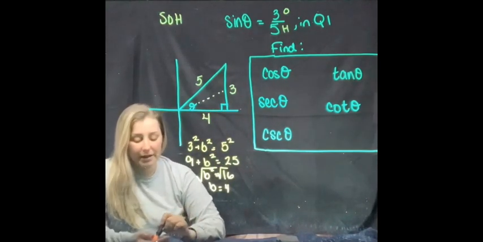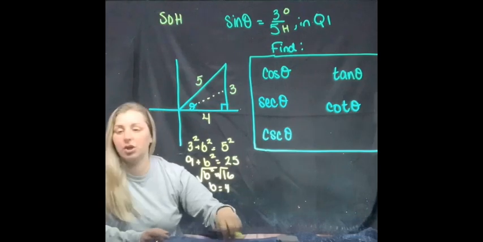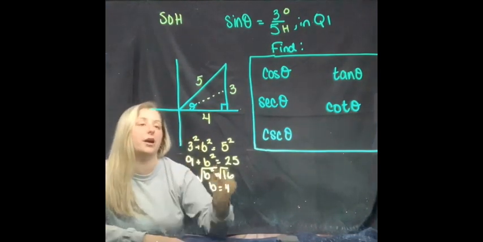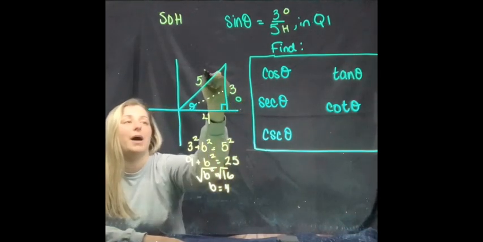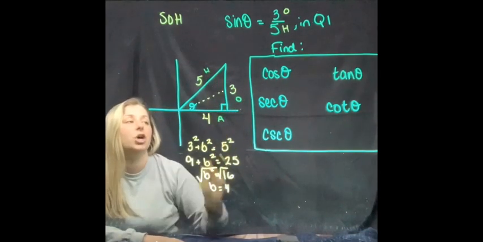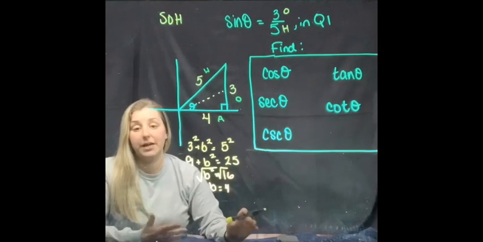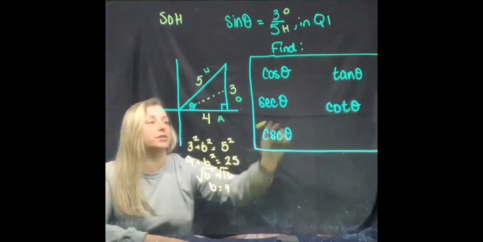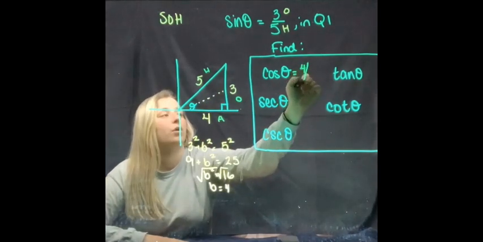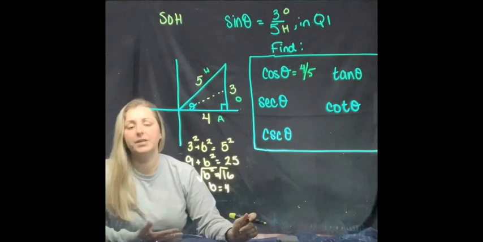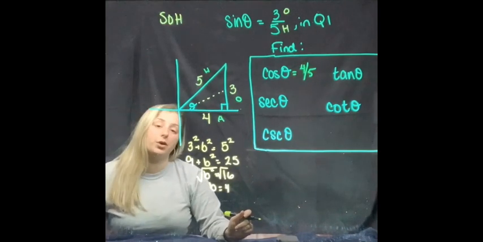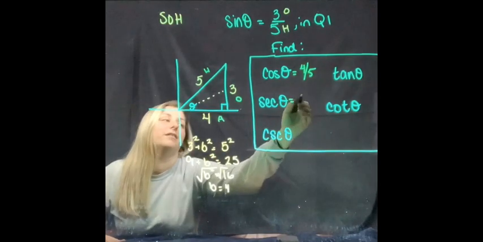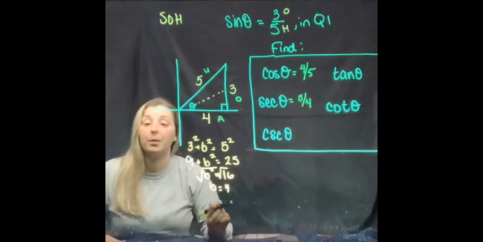So let's go ahead and label the triangle with our O, H, and A, just so that we have some labels to find the other trig ratios based off this triangle. You've got opposite, the hypotenuse, and the adjacent. We want the cosine first. The cosine is CAH, so that's adjacent over hypotenuse. The adjacent here is 4, the hypotenuse is 5, so the cosine is 4 over 5. The secant we know is the reciprocal of the cosine, so if we flip that upside down, we've got 5 over 4.